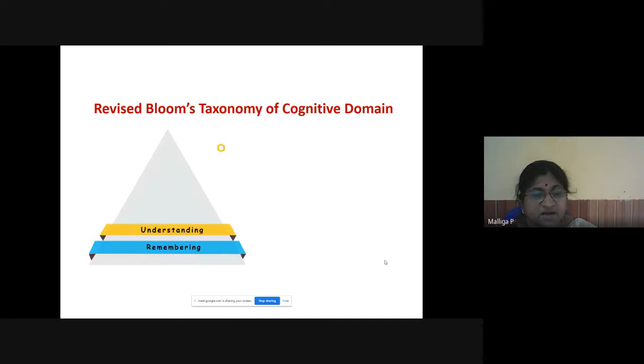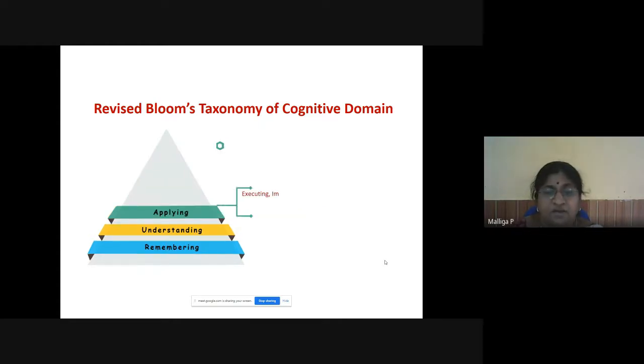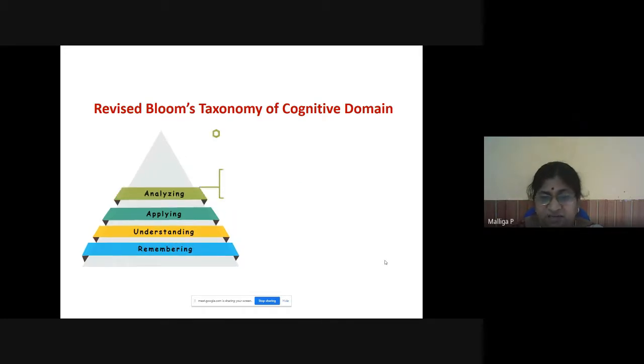The next is understanding. That is, for any concept or principle or procedure, whatever it is, you should be able to interpret, exemplify, give an example or illustrate, classify, summarize, infer, compare, and explain, right? And then the next is applying, where you can execute or implement. It refers to a learned procedure in a familiar or a new situation. And the next is analyzing.